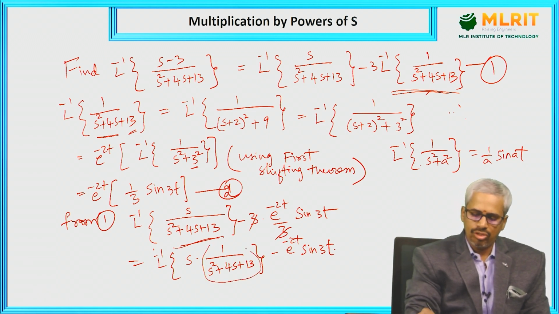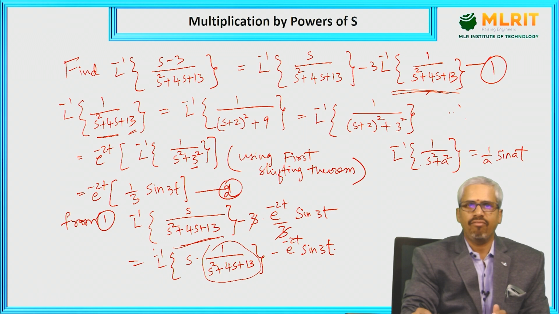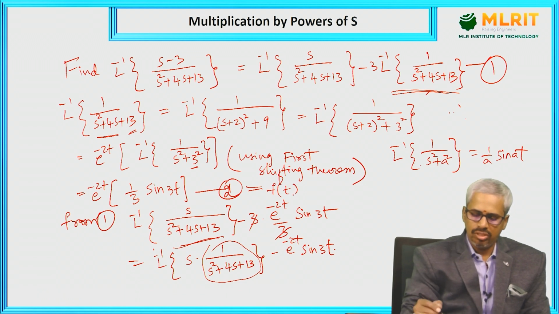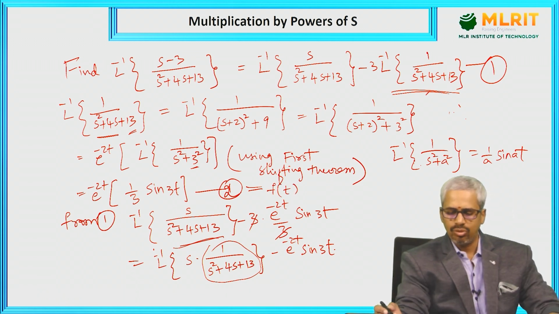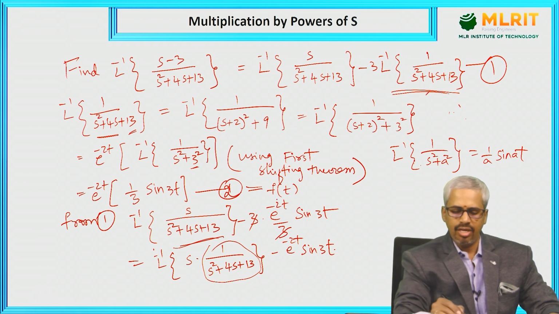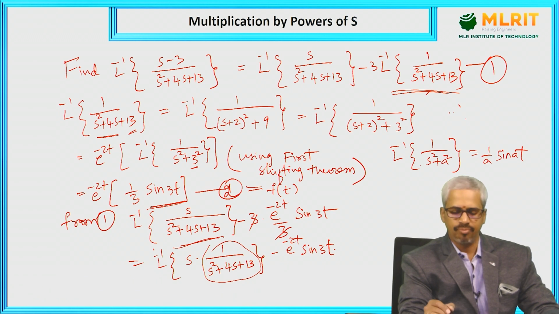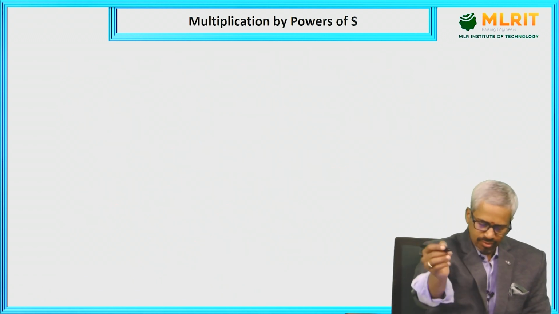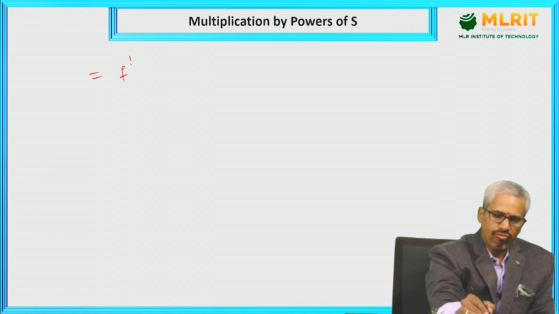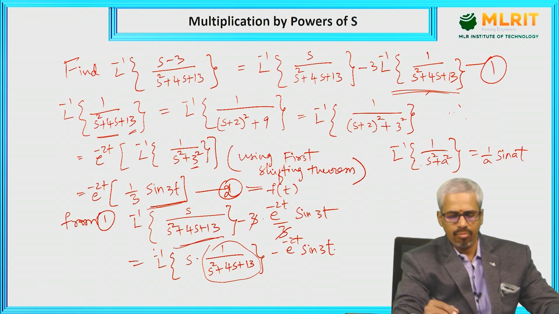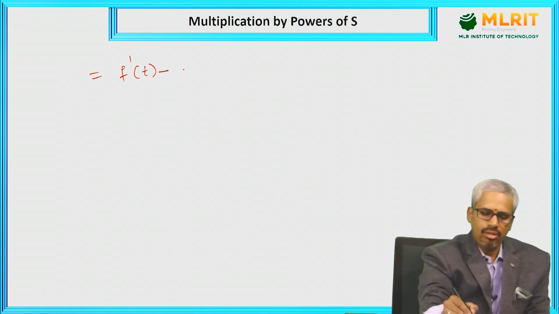Now, when you assume this function as f bar of s, we are multiplying with s. So, what we have to do? We differentiate f of t. Here this is f of t, so this can be written as 1 by 3 e power minus 2t sin 3t. We differentiate this one time since we are multiplying with s. So, this can be written as f dash of t minus, what is the previous thing we have got? f of t, e power minus 2t by 3 sin 3t.